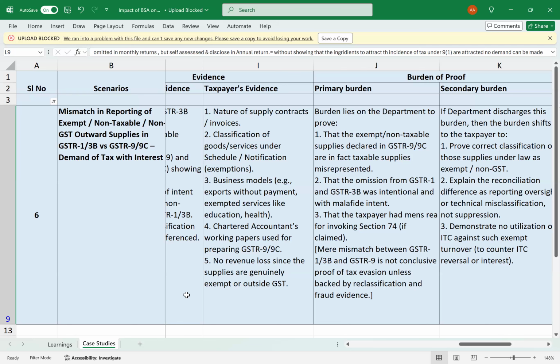So I think, I mean, the learning point here is we have to be careful not to shift the burden onto the taxpayer in any of our replies, unless you're pretty sure that on merits, on submission of documents, it can get closed at the adjudication stage or whatever the way they say. Yes. Yeah.